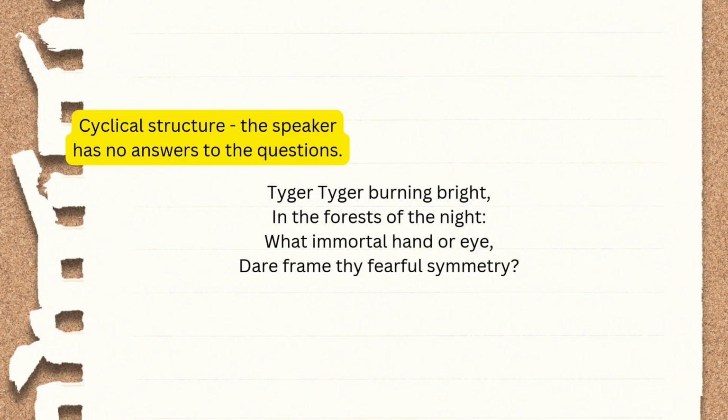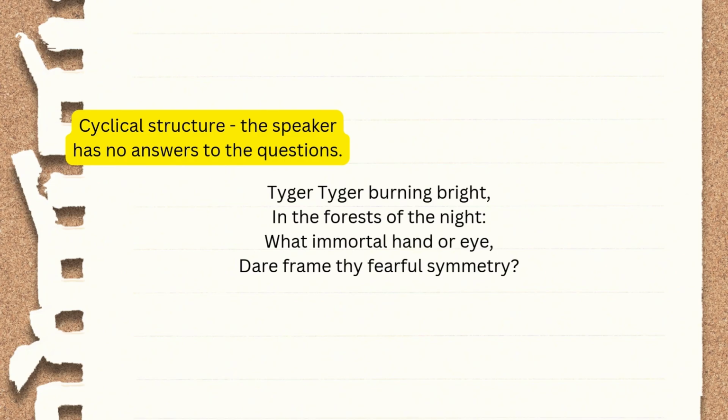Then we end the poem with the same stanza as the beginning. So we've got a cyclical structure. So everything we said at the beginning obviously still applies. There's this feeling of power, tiger, burning bright. Again, we talked about the burning being both fearsome but also bright and beautiful. In the forests of the night, what immortal hand or eye dare frame thy fearful symmetry? So the only difference between stanza 1 and this final stanza is in stanza 1, it's what immortal hand or eye could frame thy fearful symmetry, whereas now it's changed to dare.